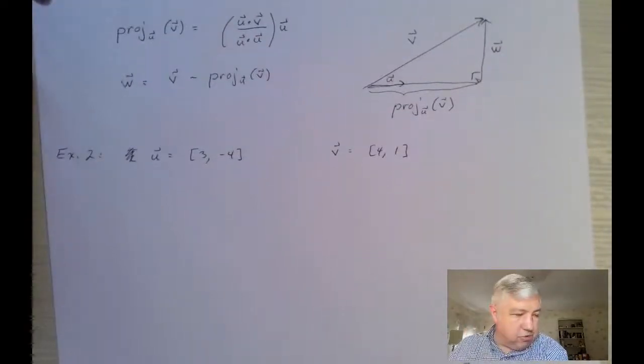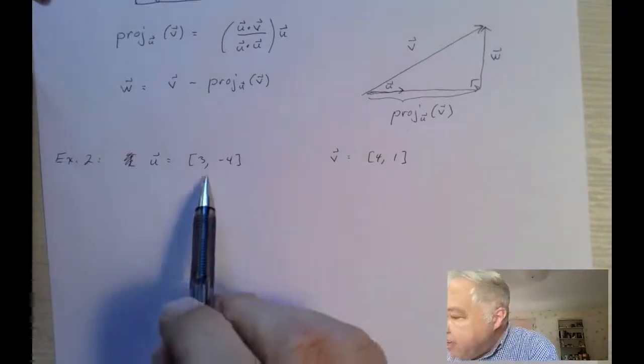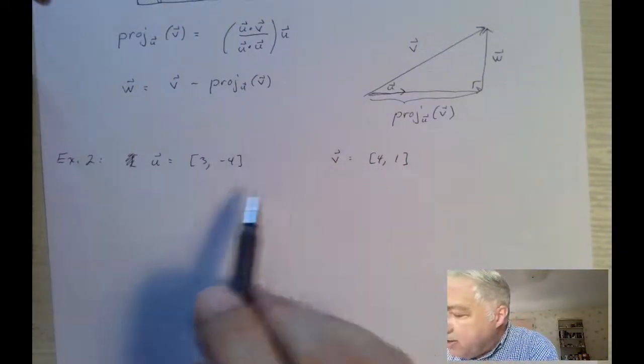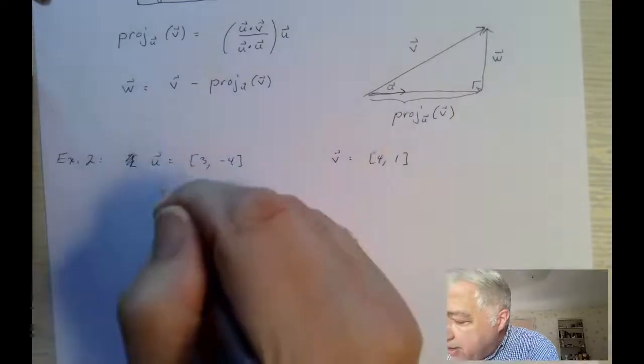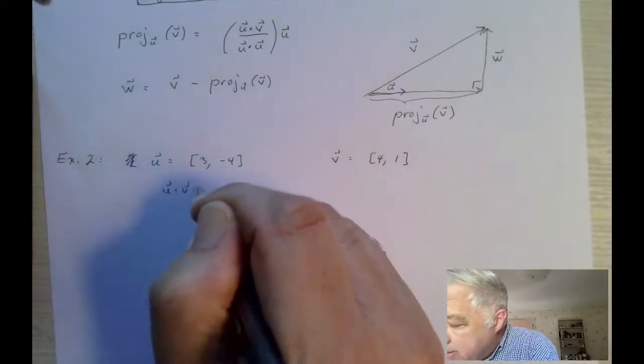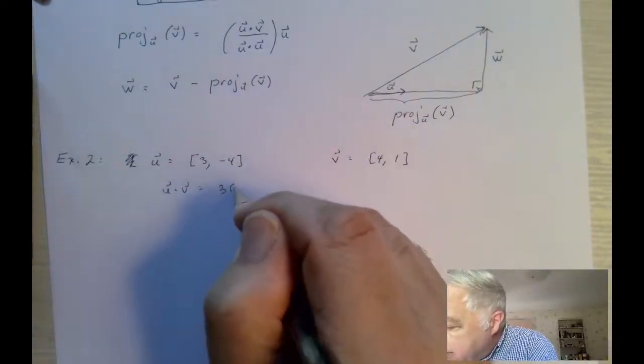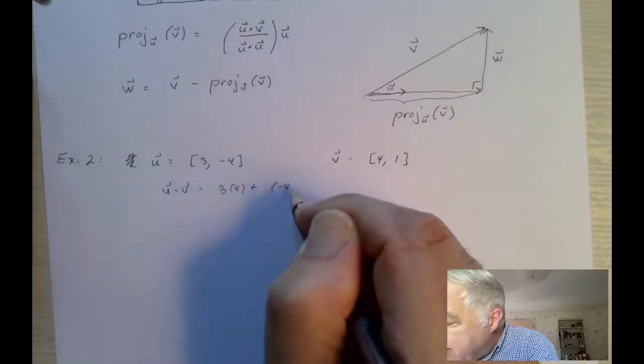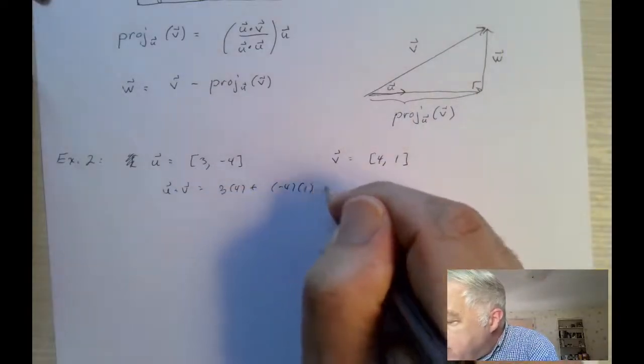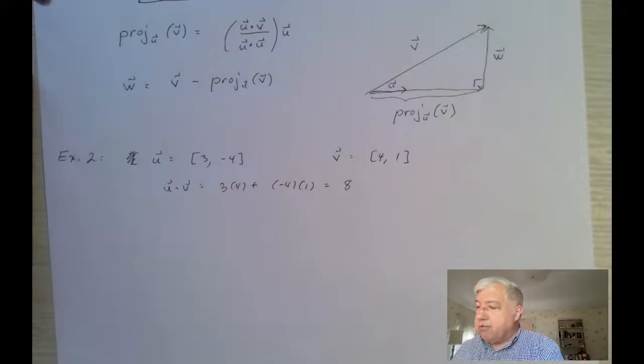Okay, so in example 2, we have 3, -4, 4, 1. Those are our vectors U and V. We compute the dot product. That will be 3 times 4 plus -4 times 1, which I think is 12 minus 4. That's 8.